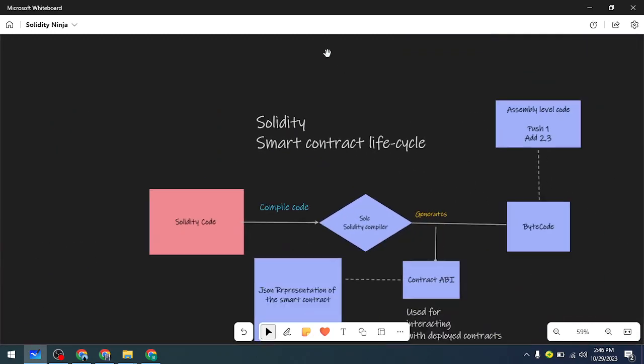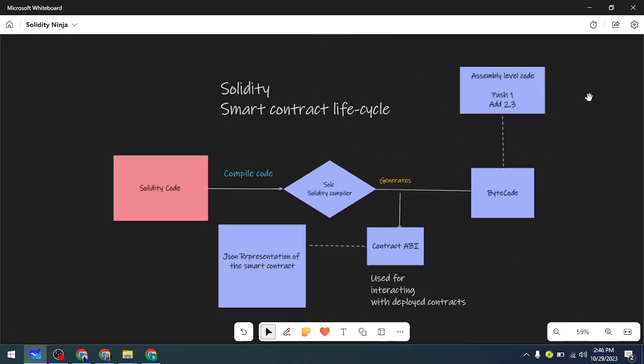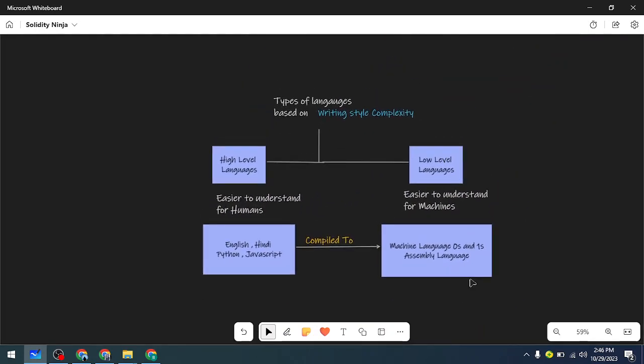Now, before understanding the smart contract lifecycle, let's quickly understand the difference between high-level languages and low-level languages. With regard to writing style and complexity, the languages that are easier for humans to understand, or closer to human languages, are called high level languages, and the languages that are closer to binary, zeros and ones, or machine language are called low level languages.